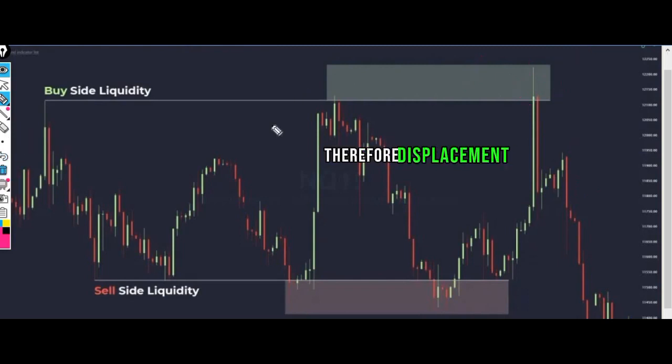Therefore displacement takes place. So this is displacement, and you can see they are large real bodies with very small wicks. You understand me? So expect displacement after a liquidity level has been breached.